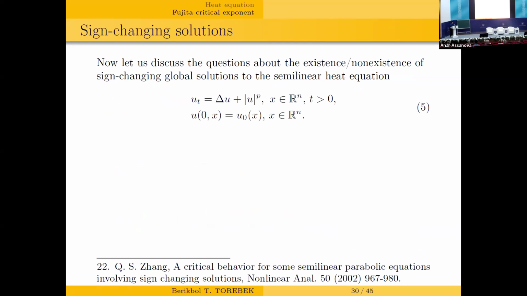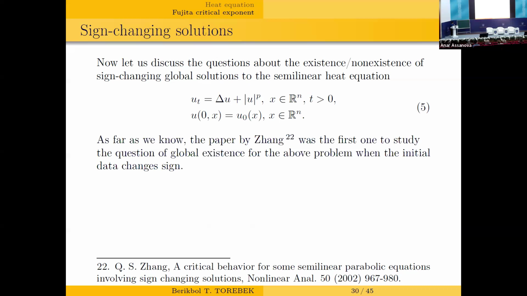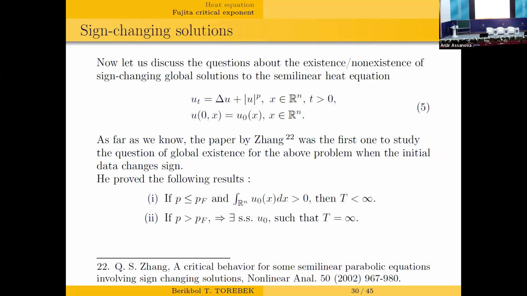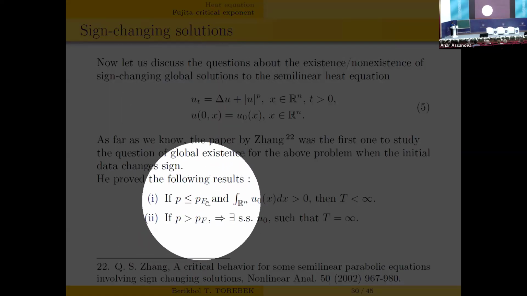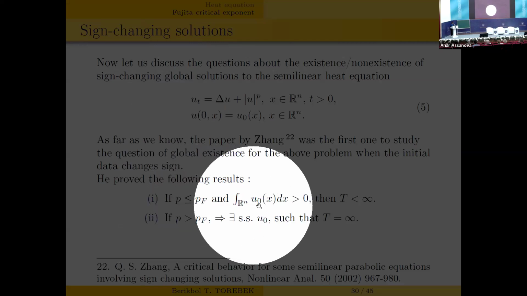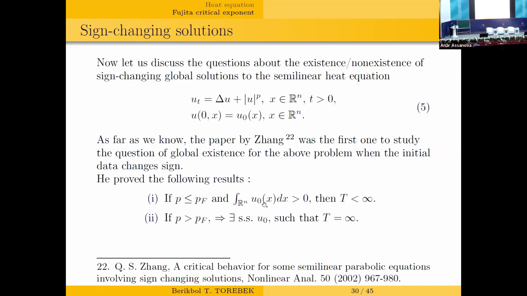Okay, now let us consider the same problem, but with this kind of nonlinearity. Here we don't assume the positivity of the solution. The first time this kind of problem was considered was by Ki-chan in 2002. And he also tried to prove the same results for problem 5. And he proves that if p satisfies this condition, here p_F is the Fujita critical exponent, and if the integral of the initial function is strictly positive, then the solution is not global. There will be a blow up.